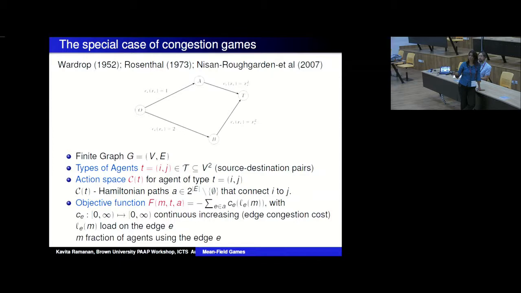I think I wrote this earlier. So it's the congestion over all the links in that path. And c_e can be some function that's increasing with edge congestion cost. So c_e is something that's increasing in the load, and the load is some function of the fraction of agents using the edge. It could be l_e(m), or just m, in fact, if you want. So it's the fraction of agents using the edge e. Is that clear? Any questions? I mean, l_e(m) could be m_e, yes.